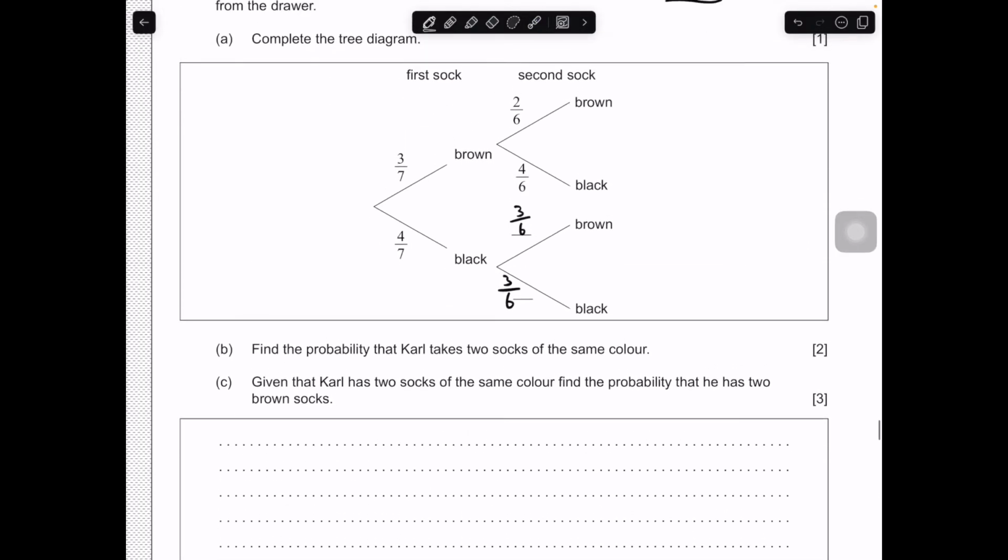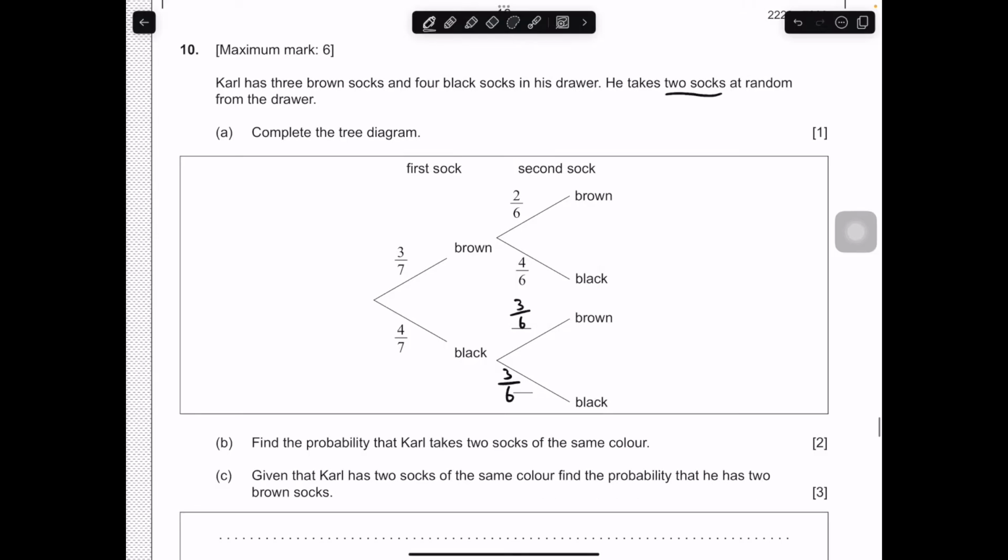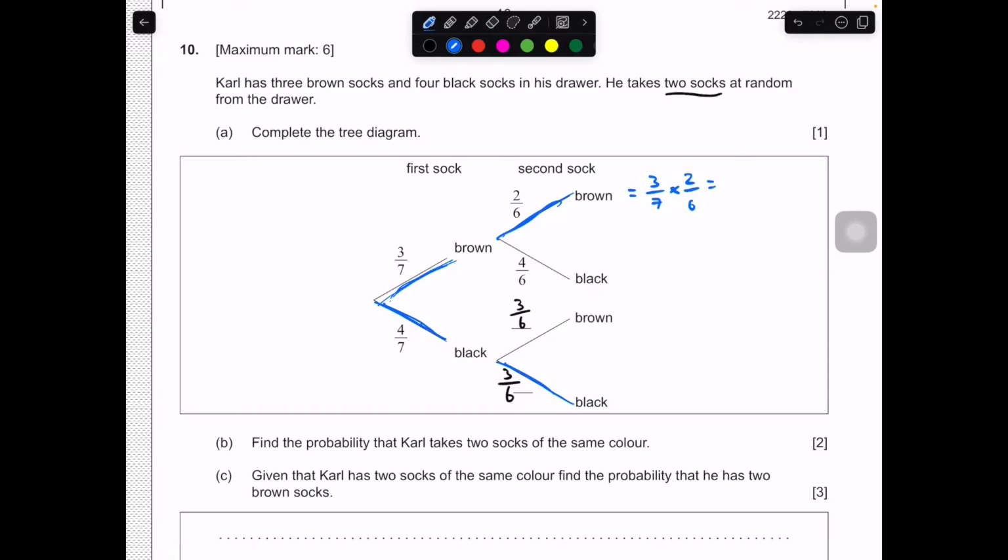Okay. Find the probability that Carl takes 2 socks of the same color. So how does that happen? He can either have a brown sock and a brown sock. That will result in him having 2 socks of the same color, or he can take a black sock and a black sock. So to find the probability that he gets two browns, in a tree diagram we just multiply along the branches. In this case, we'll have 6/42, which simplifies to 3/21, or 1/7.